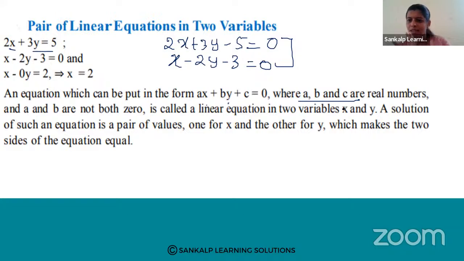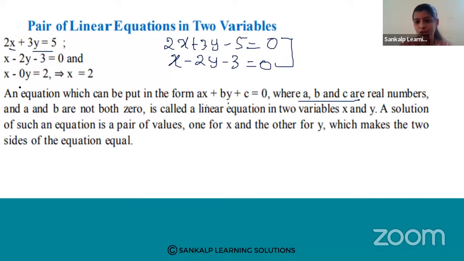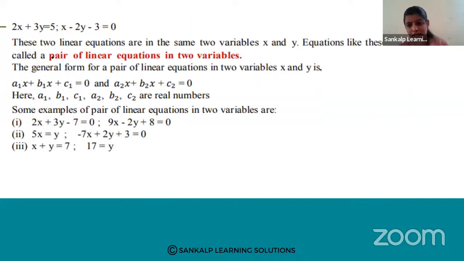Which makes the LHS part and RHS part equal, right? So now, these are all about the pair of linear equations. Next, pair of linear equations, see, this is the example for a pair of linear equations, right? So these two linear equations are in the same two variables x and y. Equations like these are called a pair of linear equations in two variables.